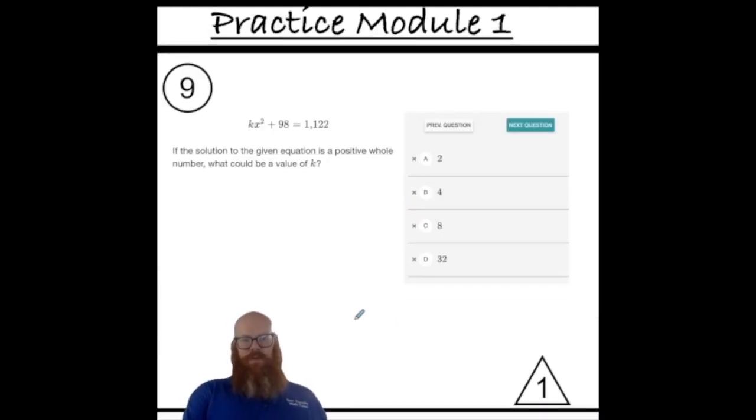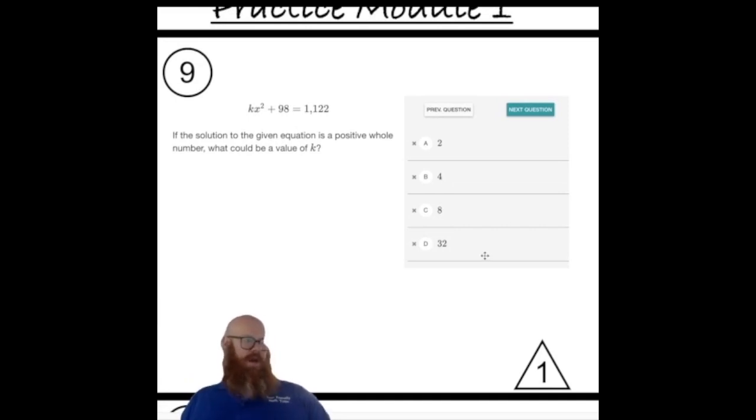All right, moving on to number 9, which I believe, no, we actually have a couple more easy ones. So two more, I believe, are easy problems, and then we start to get into the medium and the hard. So again, this is our practice module number 1.